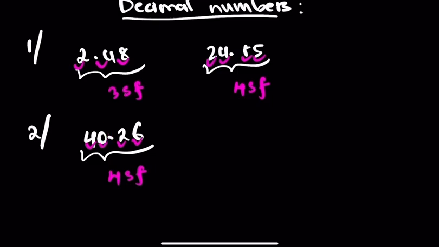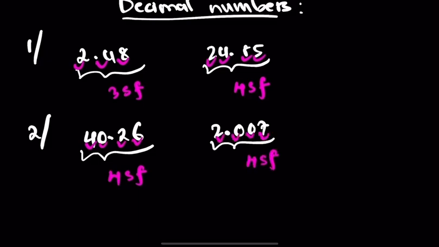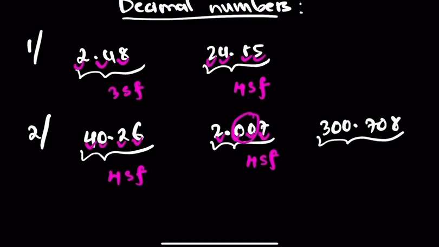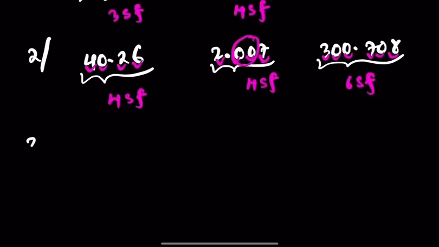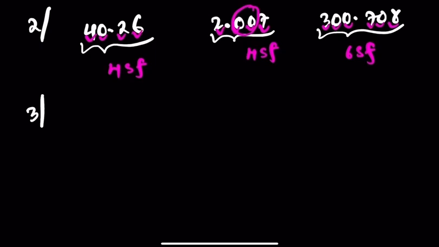Another example, 2.007. This has 1, 2, 3, 4. Four significant figures. Count these zeros when they are between non-zero digits. Another example, let's say 300708. So 1, 2, 3, 4, 5, 6. Six significant figures.